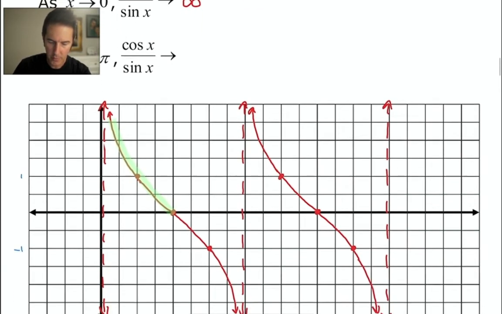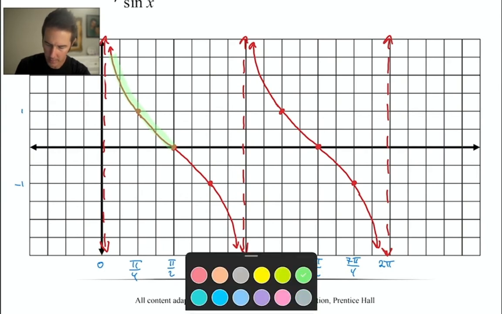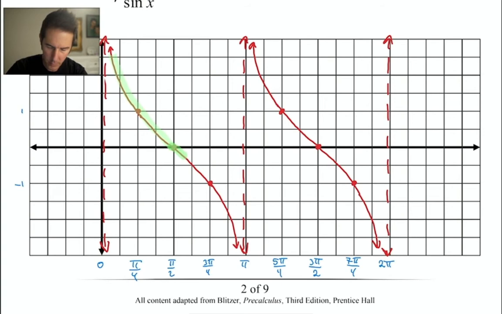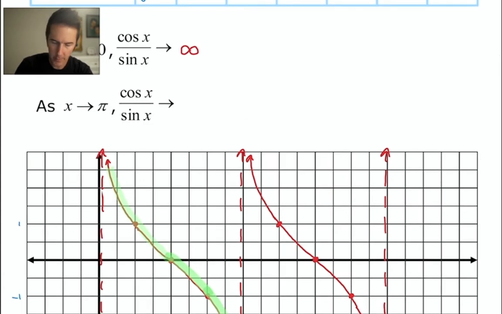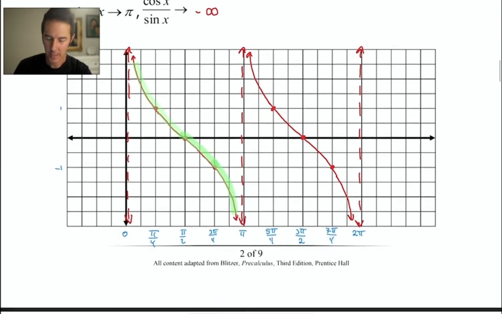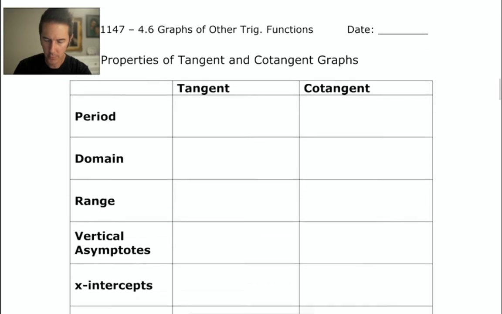And as the graph approaches pi, as my green highlighter starts moving to the right so that my x value is closer to pi, those y values start diving down toward negative infinity. So you could put a negative infinity in here. All right, that's tangent. X values stayed the same. We plotted reciprocal y values.